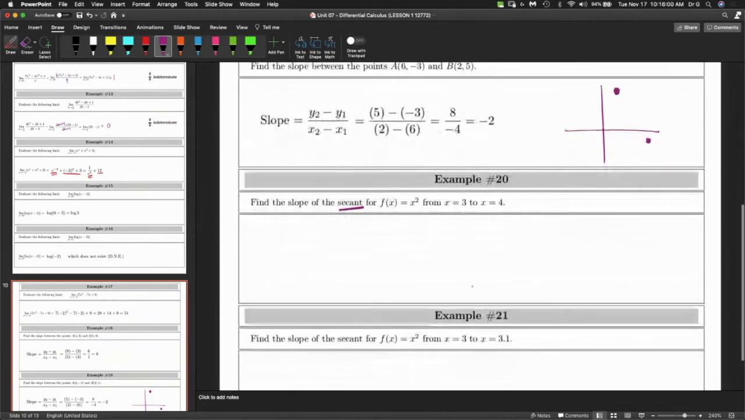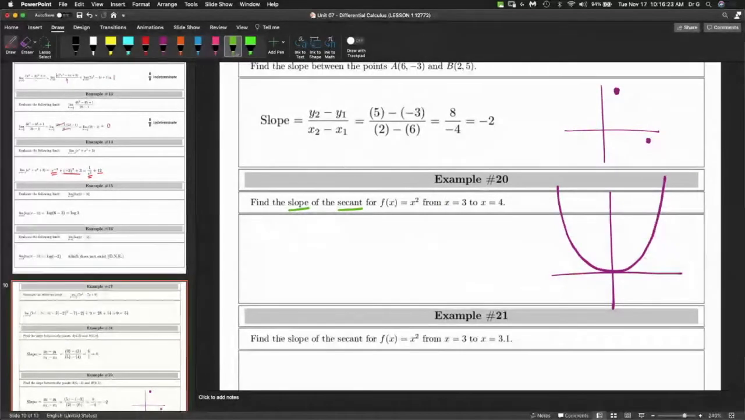Now, a secant is different. A secant is when you have a curve. So in this case, the curve is the parabola. This is y equals x squared. See, here's your parabola. Like that. And I'm asking for the slope of the secant. A secant is a straight line that touches the graph twice. So maybe from here to here. See how that green line segment touches the graph twice? That is a secant. So I'm asking for the slope of that secant.